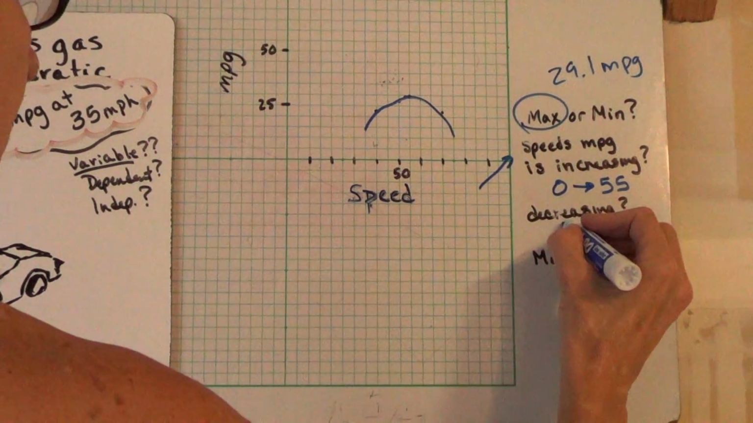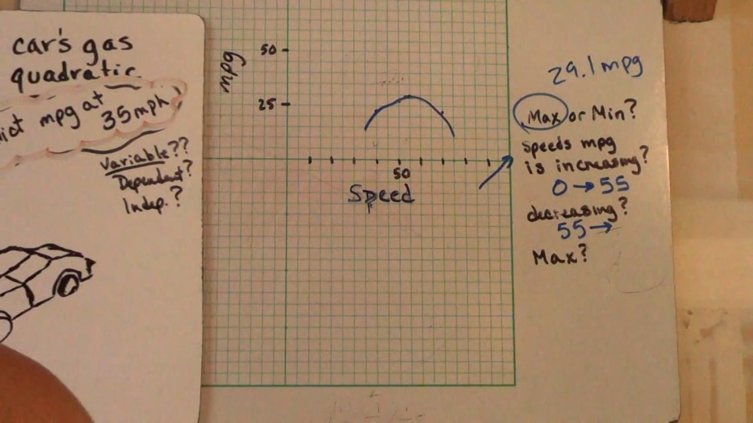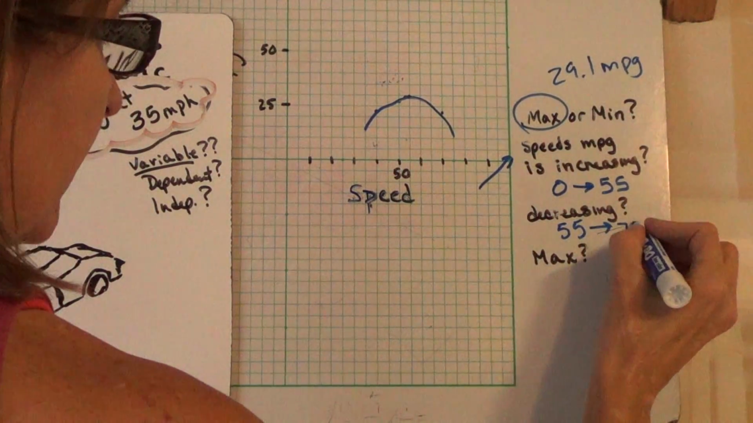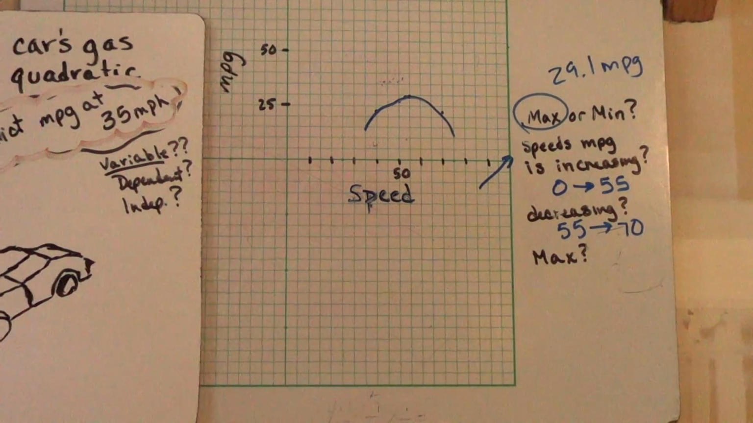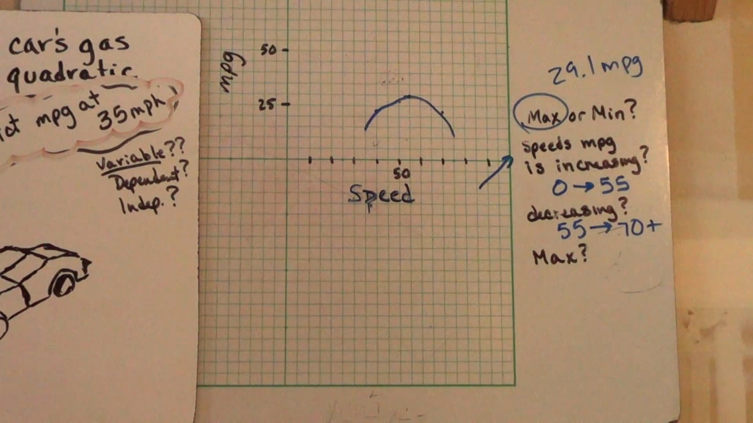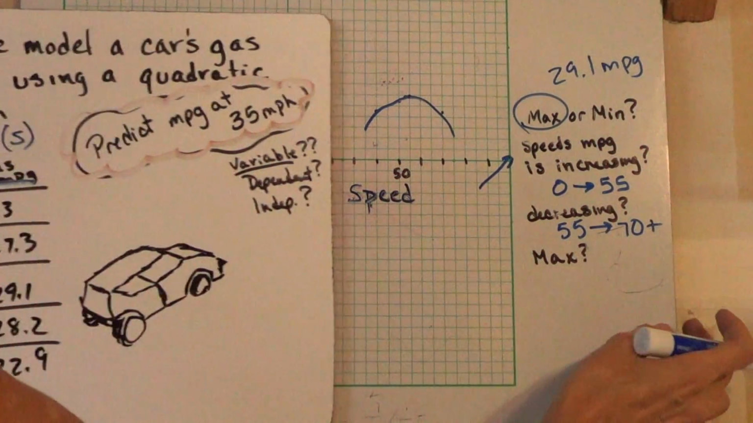Decreasing, it's from 55 up. Since we don't have an upper limit, we might say 70. Okay? Maybe put a plus there, meaning you could go beyond that. So our maximum amount is 29.